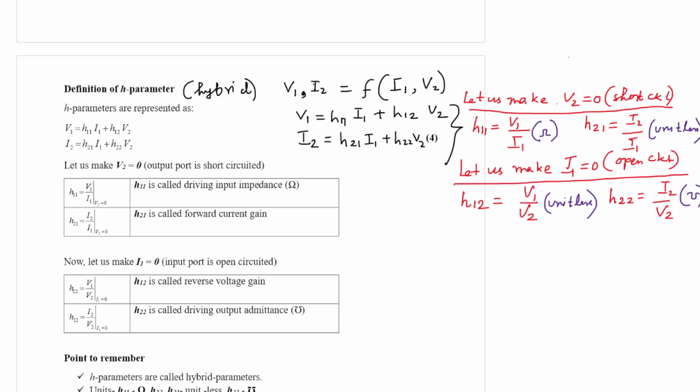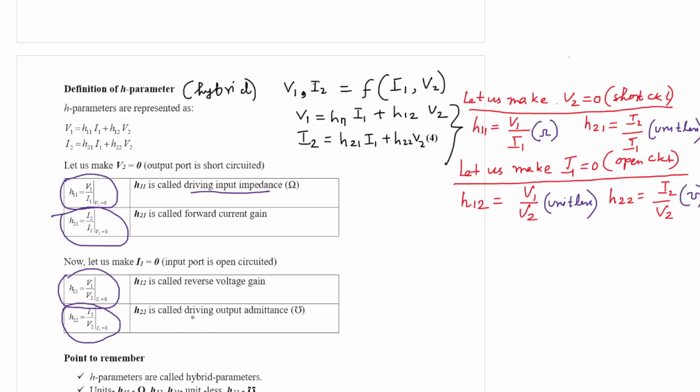So H11 is V1 by I1 with V2 equal to 0. H21 is I2 by I1 with V2 equal to 0. H12 will be V1 by V2 with I1 equal to 0, and H22 will be I2 by V2 with I1 equal to 0. So these are the definitions. V1 by I1 is called the driving input impedance.